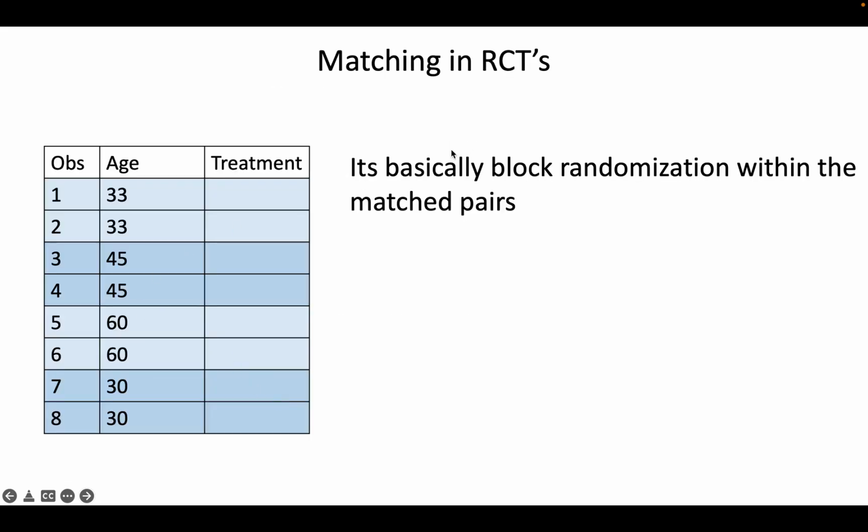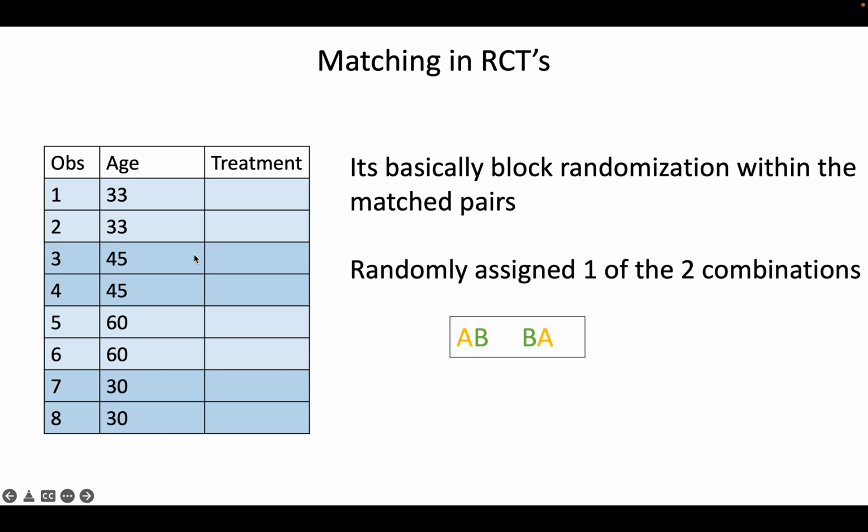Matching in randomized control trials is basically block randomization within matched pairs. I did a video on block randomization that might be helpful to look at. So we have these 2 groups that I've shaded in slightly different colors of blue, these matched pairs, where within each matched pair we have people that are the same age. Let's just say we have 2 treatments, treatment A and treatment B, and there's basically 2 ways to organize that combination, AB or BA.